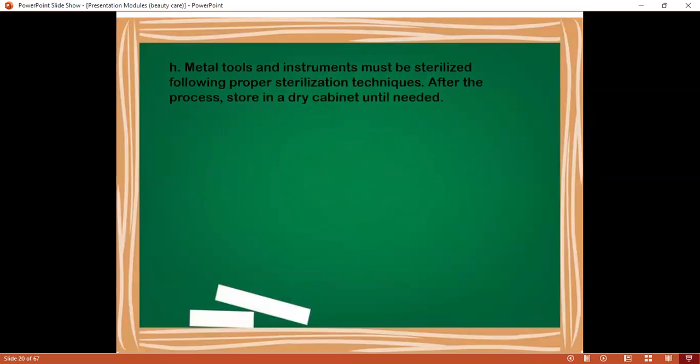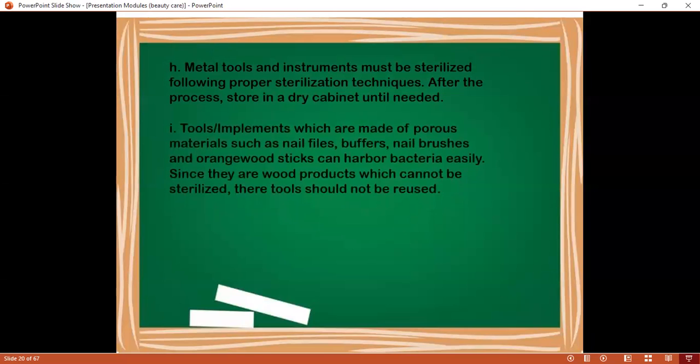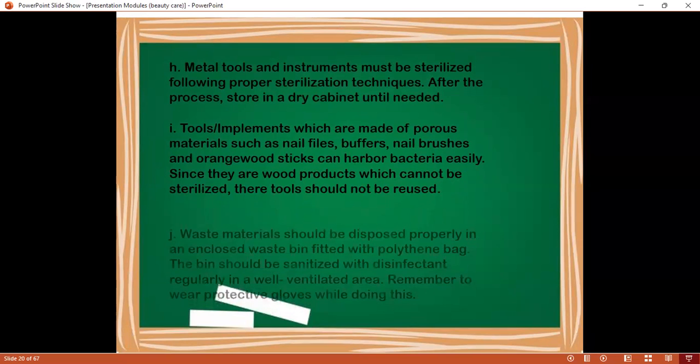Letter H, metal tools and instruments must be sterilized following proper sterilization techniques. After the process, store in a dry cabinet until needed. Letter I, tools and implements which are made of porous materials such as nail files, buffers, nail brushes, and orange wood sticks can harbor bacteria easily since they are wood products which cannot be sterilized. These tools should not be reused.